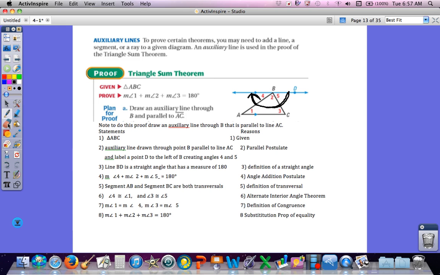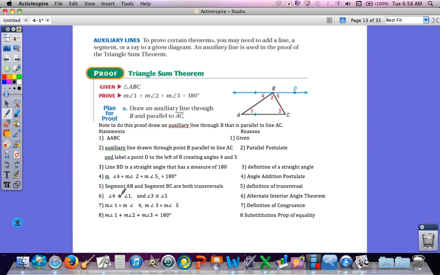So now I want to say that segment AB and BC are both transversals. That's the definition of a transversal. And that's where some of the books we have don't include these steps, but I think it's important to include them because we're going to go ahead in the next step and say that 4 and 1 are congruent because they're alternate interior angles. And 3 and 5 are congruent because they're alternate interior angles. But the alternate interior angle theorem says when 2 parallel lines, which we've determined we have, are cut by a transversal. So we have to point out that AB is a transversal cutting those parallel lines, as is BC.